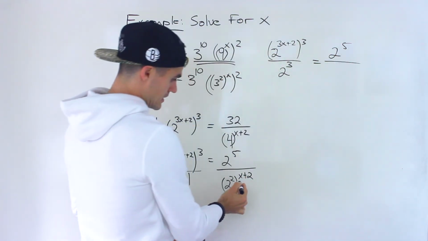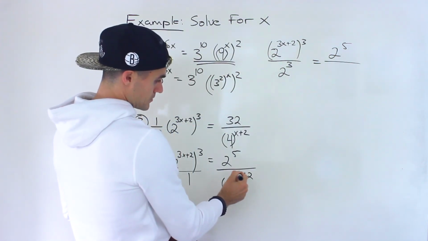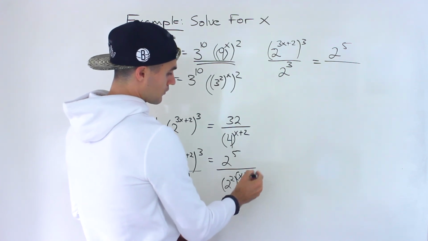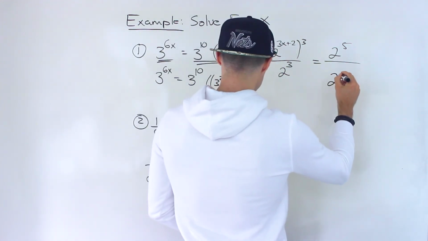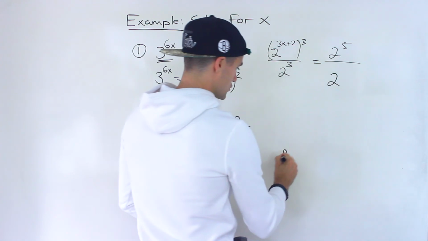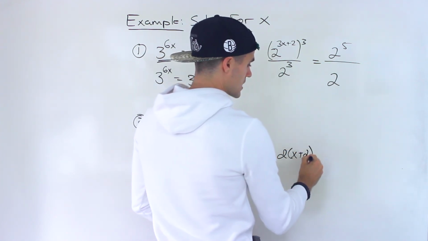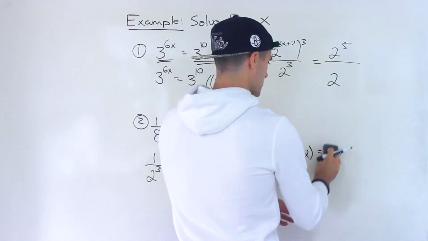Now, notice this here, what we can do is we can multiply these two exponents, but you got to multiply this whole thing. So it would be 2 to the power of 2 times x plus 2. What is that? 2x plus 4.